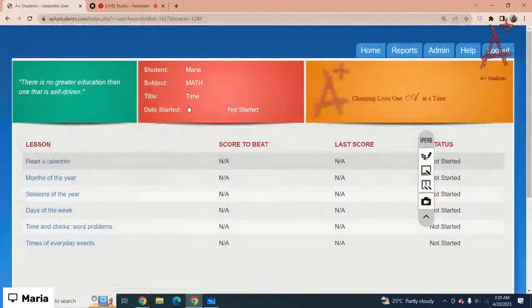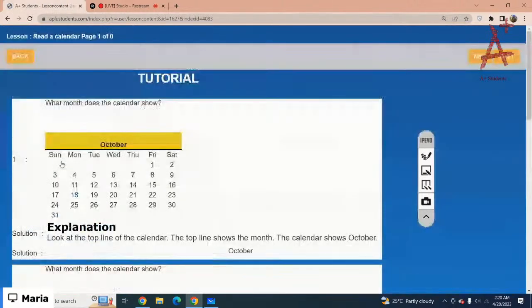Okay, let's just start with the first lesson, that is read a calendar. So we're going to learn how we read a calendar. Got it? So just look at the first example. What month does the calendar show? Basically, this is a page from a calendar. You are going to learn how to read the calendar. Got it? So look at the top.